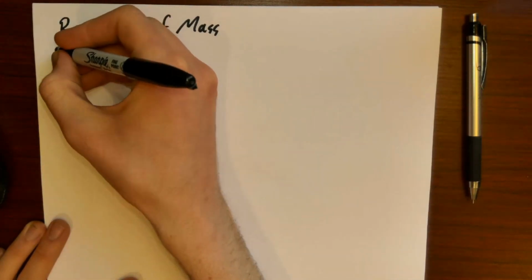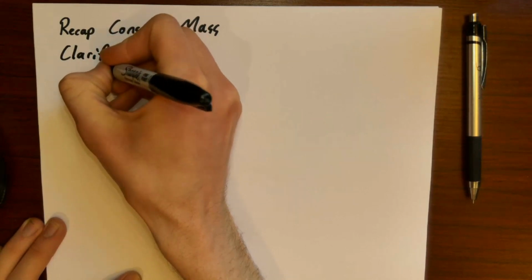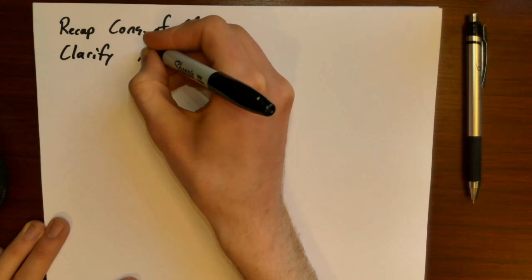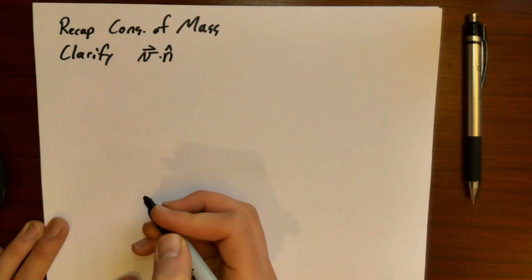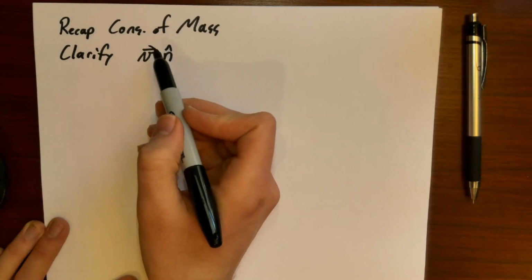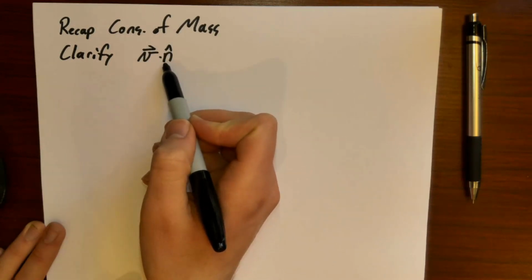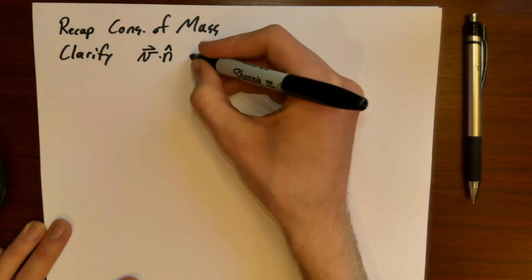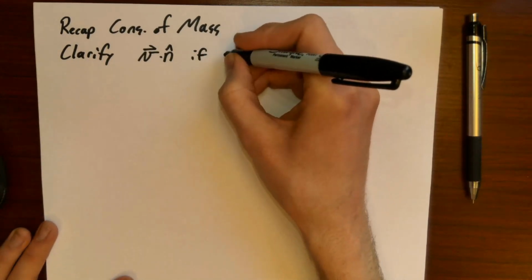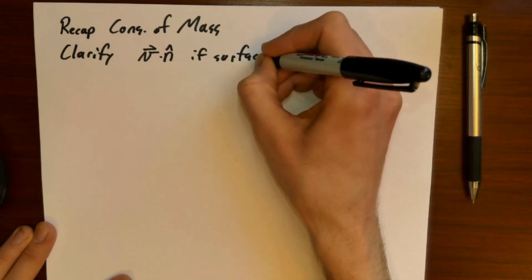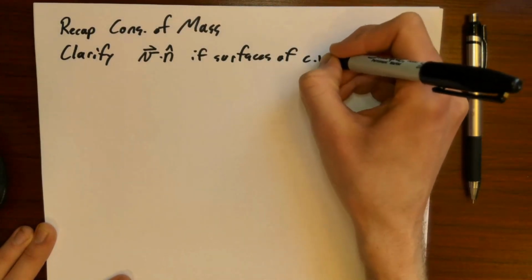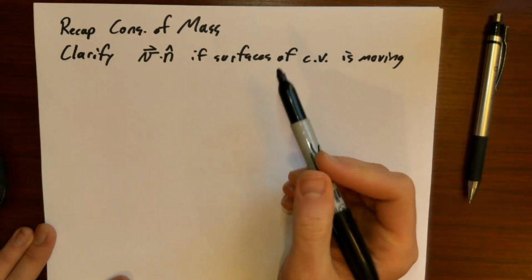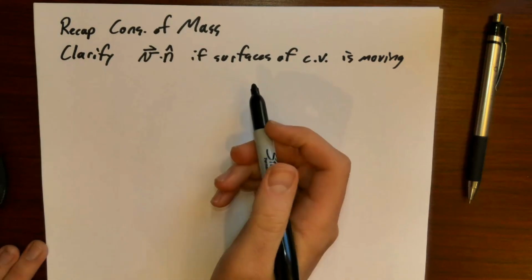Then, once we've done that, I'll clarify a detail in the conservation equation, and in particular, what this v dot n term looks like, i.e. this is the velocity on the boundary of the control volume dotted into a normal vector, an outward pointing normal. What happens with this v dot n term if one or more surfaces of our control volume is moving? Right, so what's the deal if our control volume is moving? Last time we didn't really talk about that, so we're going to talk about that now.